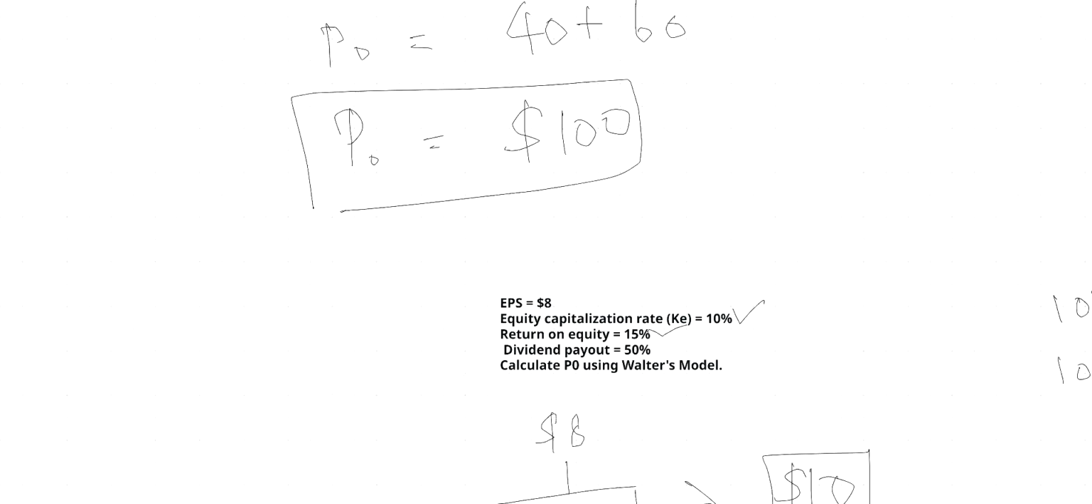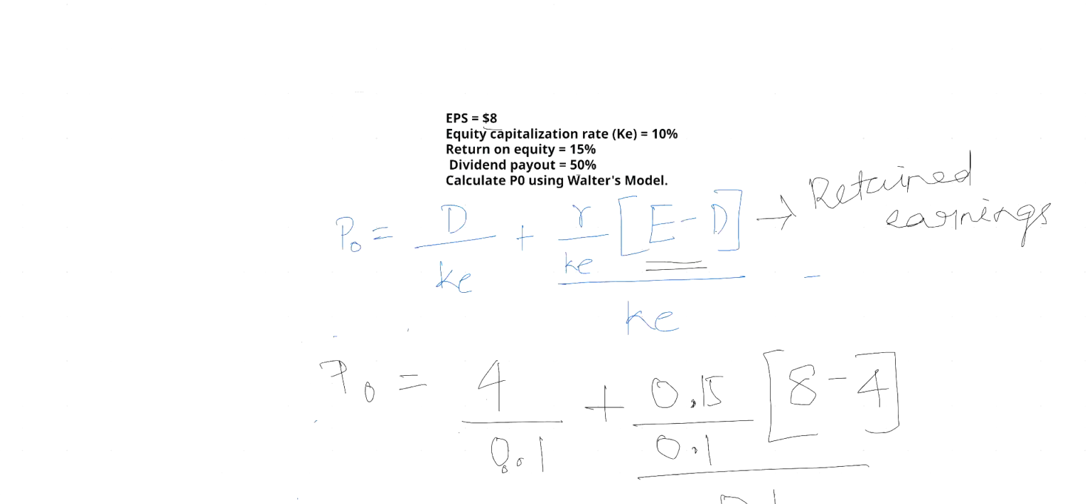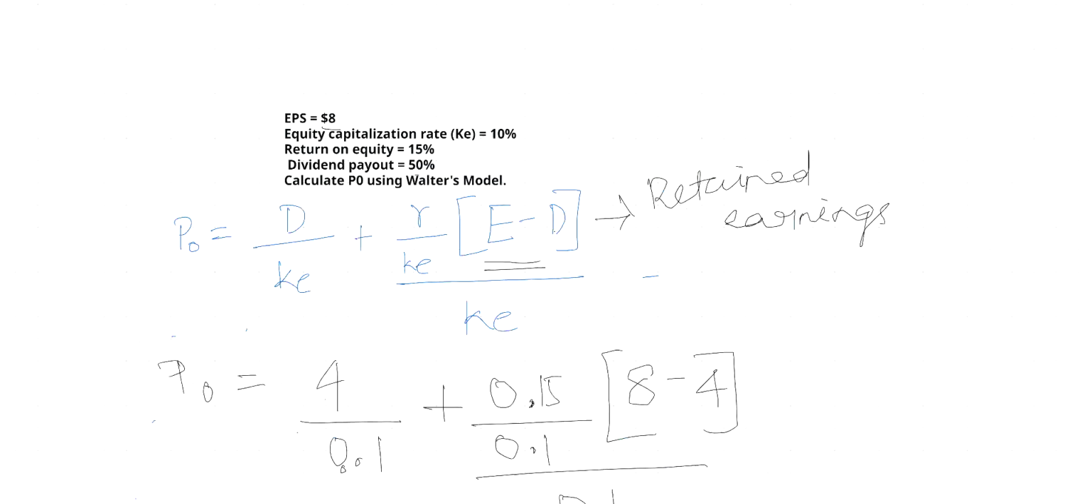Right? Now, let's see how this logic applies to the formula also. So see here, look at the formula. The formula is P0 is equal to D by KE, right? This D is the amount in the hands of the shareholders, which is $4. And then here you have E minus D, which is nothing but retained earnings. I have already told you this. So this retained earnings is again $4, and this $4 is multiplied by R. R is nothing but 15%. So what is 15% of 4? We got 0.6, right?